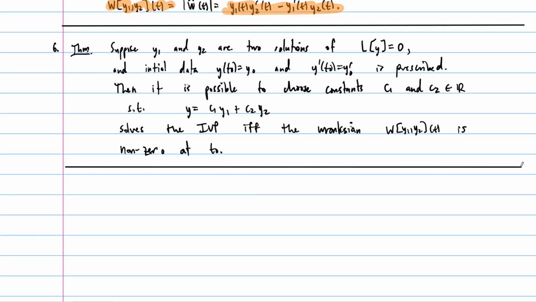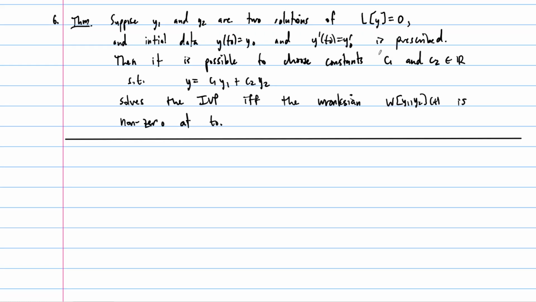So if the Wronskian at the initial t value, at t naught, is not equal to 0, then it means that we can solve the initial value problem using those two solutions that we found to the homogeneous problem before the initial values were prescribed, right? So the general solution in some sense.